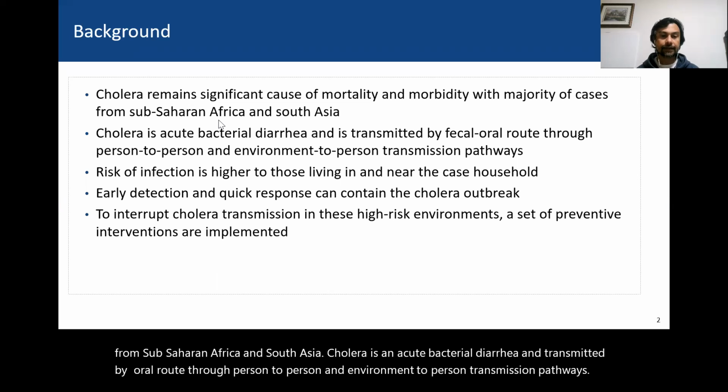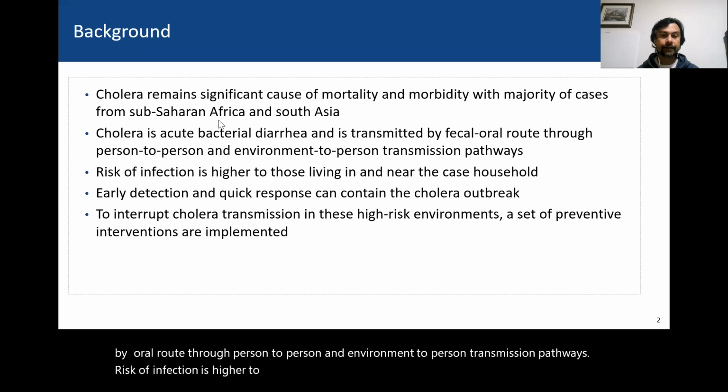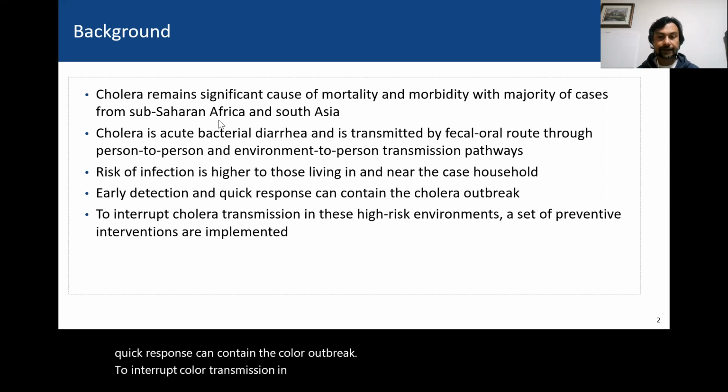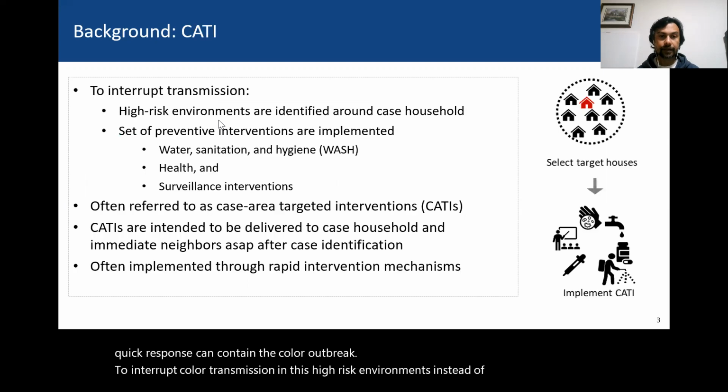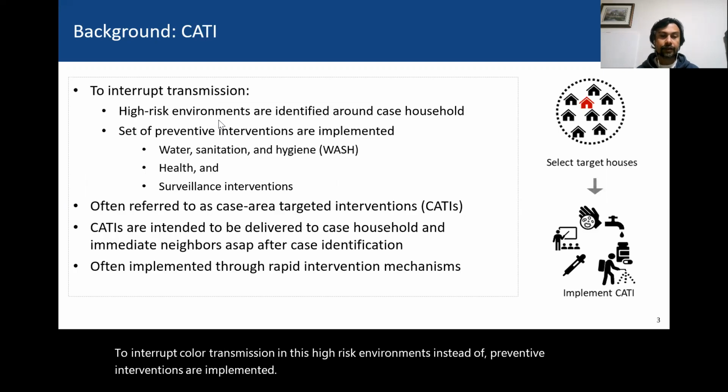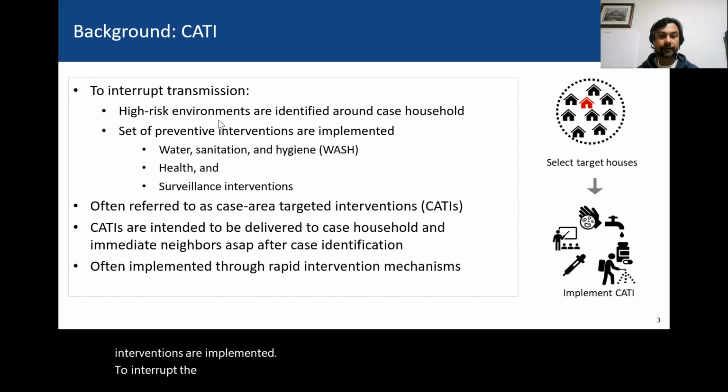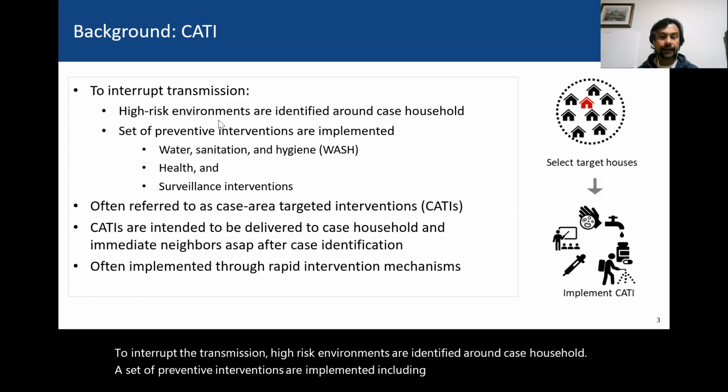Risk of infection is higher to those living in and near the case household. Early detection and quick response can contain the cholera outbreak. To interrupt cholera transmission in these high-risk environments, a set of preventive interventions are implemented. To interrupt the transmission, high-risk environments are identified around the case household. A set of preventive interventions are implemented, including water, sanitation and hygiene, health, and surveillance activities.